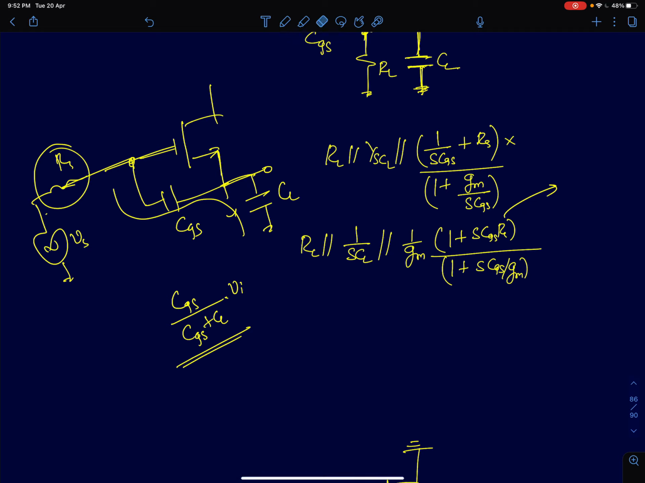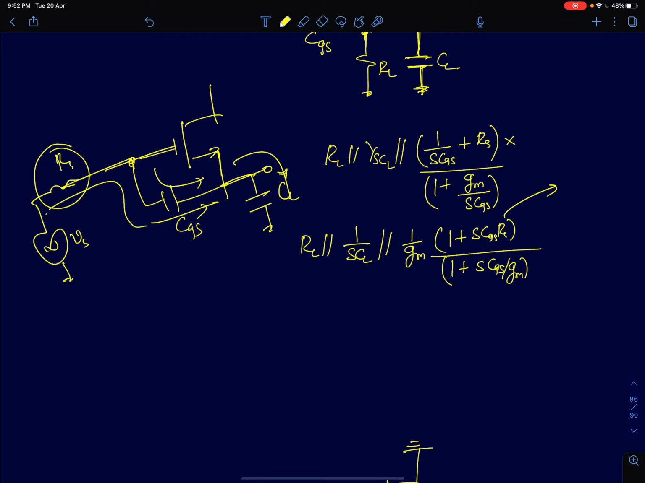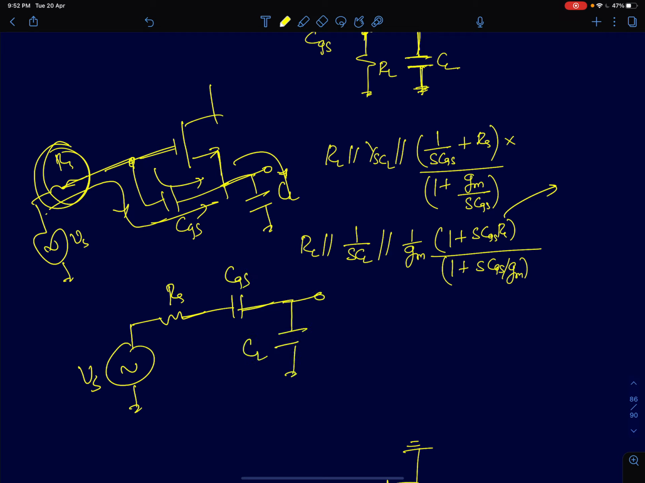So then how do we calculate the output voltage? I'll again use the approximation that the current through the capacitors is what matters in the end. That's what dictates the overall response. I can see that the current through the capacitor CL is entirely coming through CGS, and that current will also entirely come through RS. So now the circuit reduces to something like this: you have Vs, RS, CGS and CL. Now I can find the voltage at this point. We know how to find the transfer function here. You can assume these two capacitors are in series.